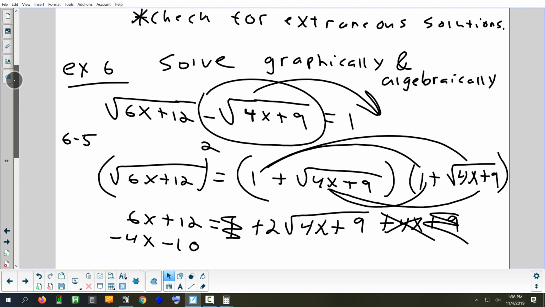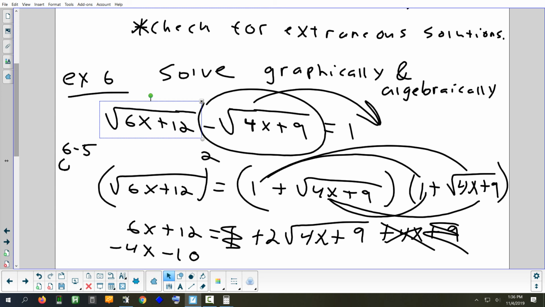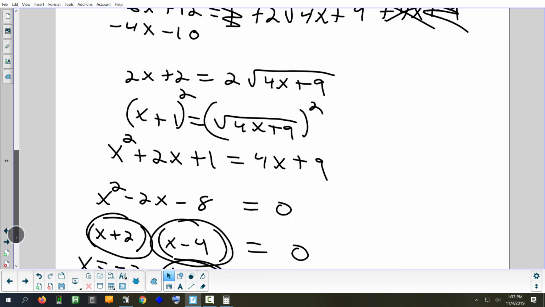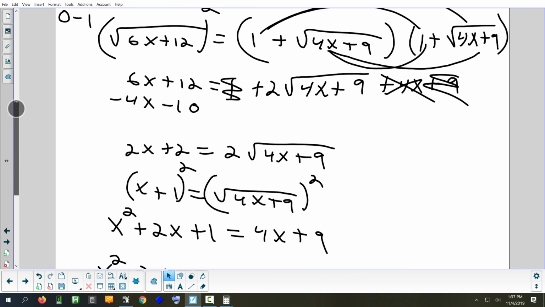Let's check -2. What's 6 times -2? Plus 12? Zero. Square root? 0 minus. What's 4 times -2? Negative 8. Plus 9? 1. Square root? Is 0 minus 1 equal to 1? No. That one doesn't work. She's so close. So -2 is extraneous. The only answer that works here is 4. That's a lot of math.